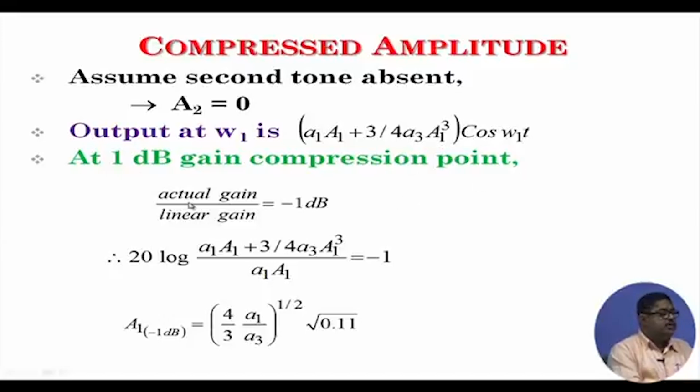At 1 dB gain compression point, we have this definition: actual gain by linear gain is equal to minus 1 dB. So, I put this actual gain, that is this, but had this been linear gain, then this was not there, this was simply 1, and that according to this definition is minus 1. So, by that I have related the A 1, its value, the A 1 is the input signals gain, that is given by this thing, an important result. So, if I know my system, my nonlinear system, so I know A 1 A 3. If I know A 1 A 3, I can calculate what is my gain compression point. That means, what is the level of the input signal at which I will start getting gain compression point.